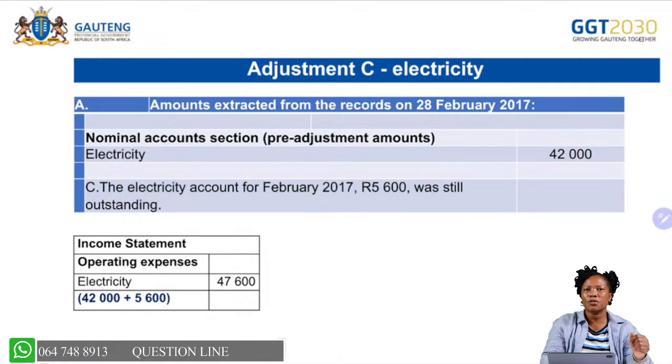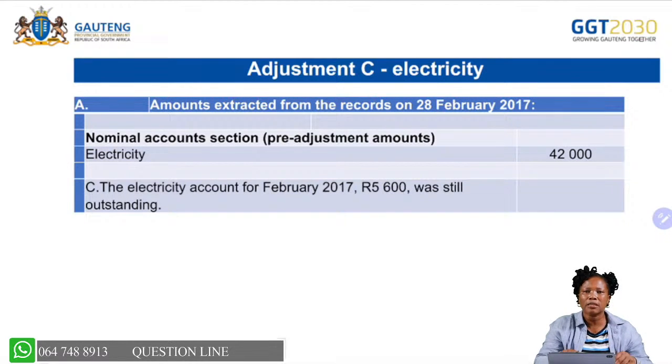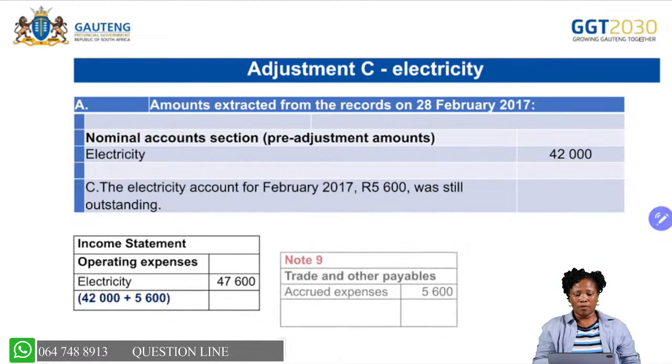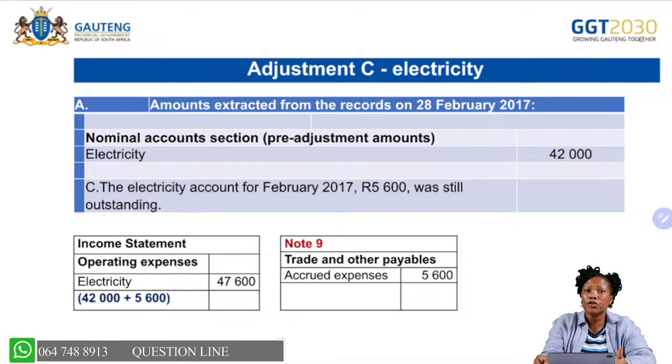Look, this is how we're going to disclose this in our income statement. We are going to take that 42,000 plus 5,600, and then that gives us 47,600 rands. Remember that we need to determine our income tax. Therefore, it is very important that we bring into account all the expenses that we have incurred as a business, even if they are not paid for yet. Okay, this is how it is going to be reflected in your note number 9.